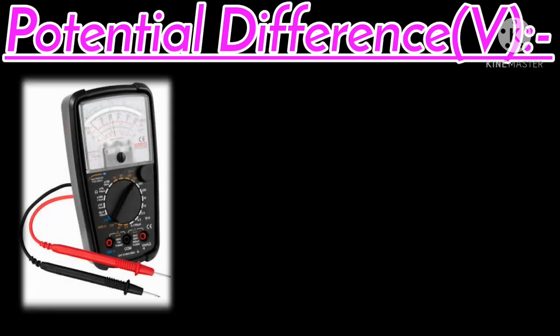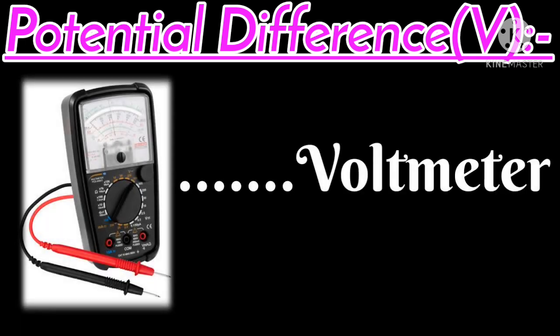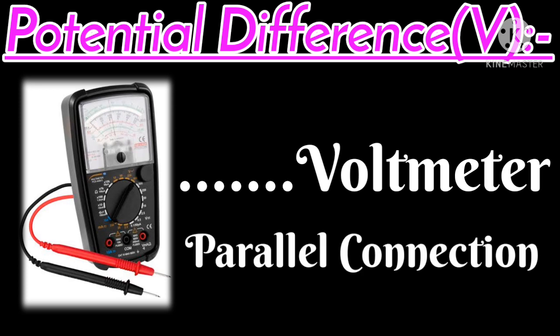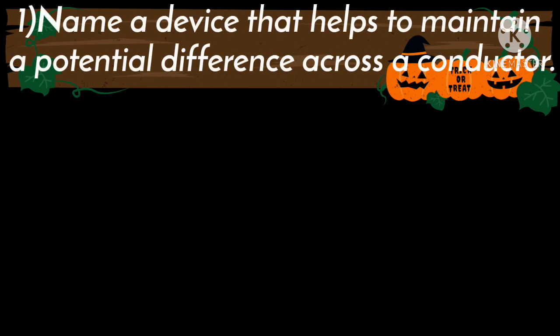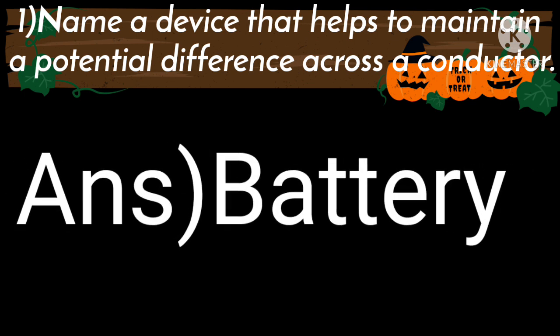The potential difference is measured by an instrument called the voltmeter. The voltmeter is always connected in parallel in a circuit. Let us try a few questions regarding what we have learned. Name a device that helps to maintain a potential difference across a conductor. Answer is battery, a combination of cells.